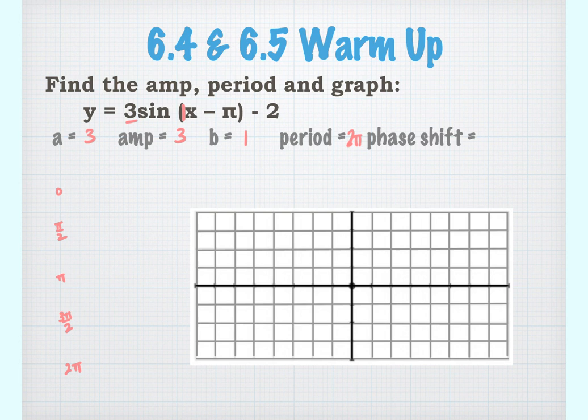Then because there's a phase shift this time, and I know there's a phase shift because there's something inside the parentheses added or subtracted to that x, I would say x minus pi equals 0, which means the phase shift is a positive pi. So to each of those points, I have to add pi.